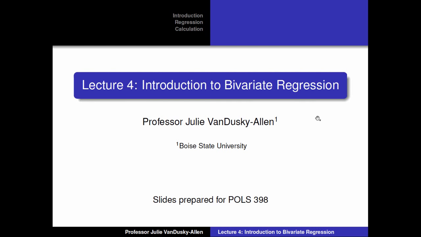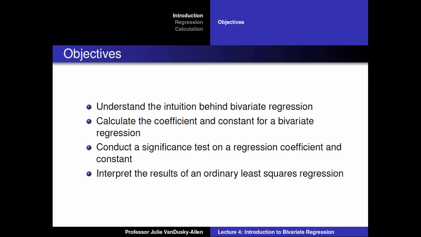This is Lecture 4, Introduction to Bivariate Regression. By the end of this lecture, you should be able to understand the intuition behind bivariate regression, calculate the coefficient and constant for a bivariate regression, conduct a significance test on a regression coefficient and constant, and interpret the results of an ordinary least squares regression.